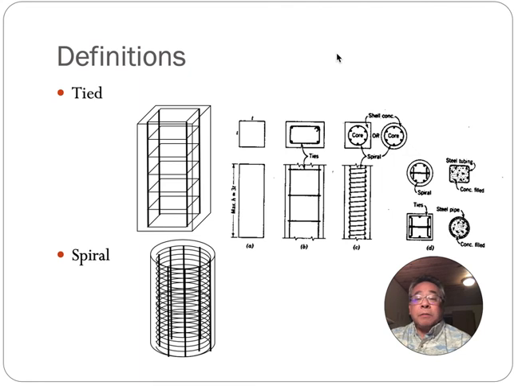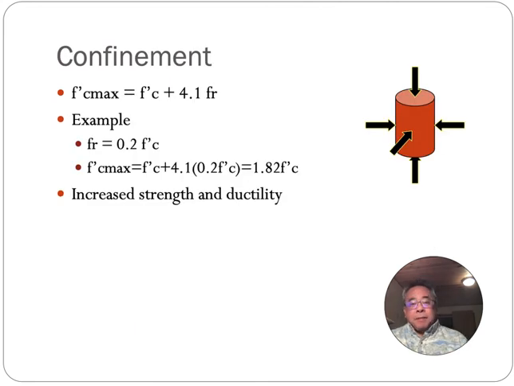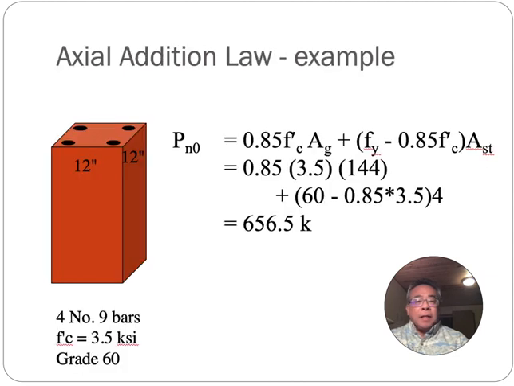And so things built before about 1973 don't have enough stirrups or hoops going around, and so we need to retrofit those to stop the bars from buckling when the cover comes off. But anyway, that's confinement and the axial addition law. And so this is how you calculate the pure axial strength. And remember, that gets reduced.